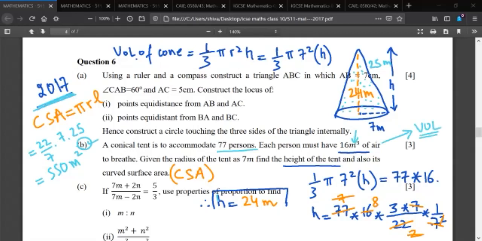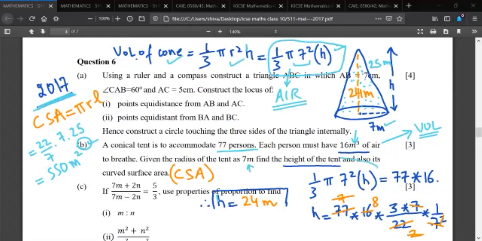Given the radius of the tent is 7 meter, this is meter, just remember that. So I have written 7 meter here. Find the height of the tent. So my first part of the problem is to find the height of the tent. Now the volume of the cone is 1 by 3 pi r square h. This is the volume of the cone and this is the amount of air which would be inside this tent. Mr. Rudra, any doubt?